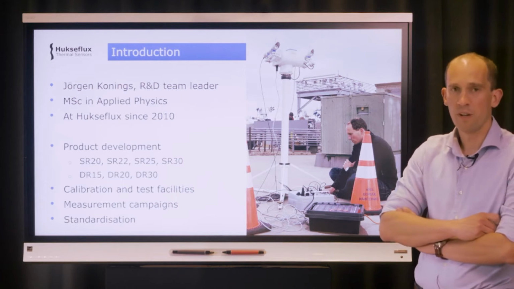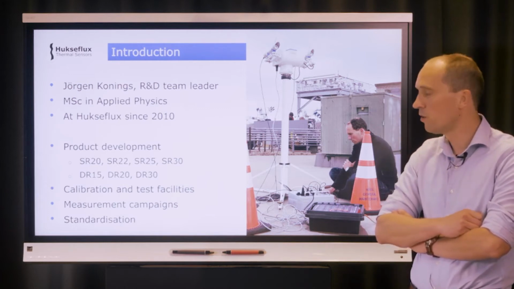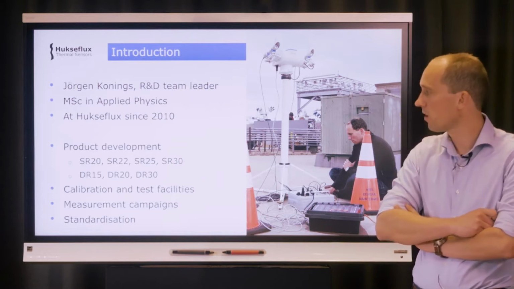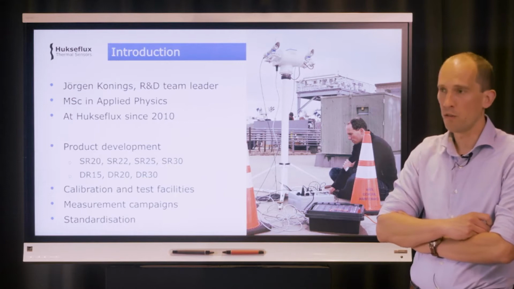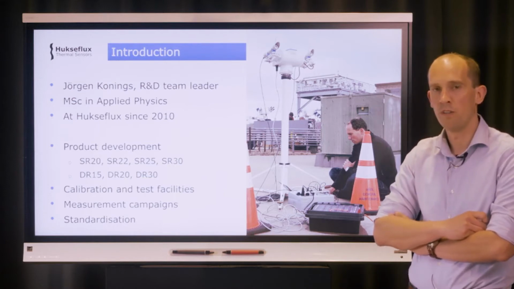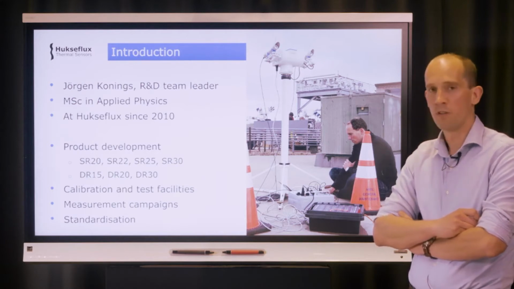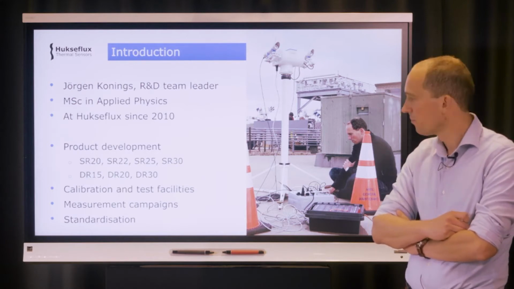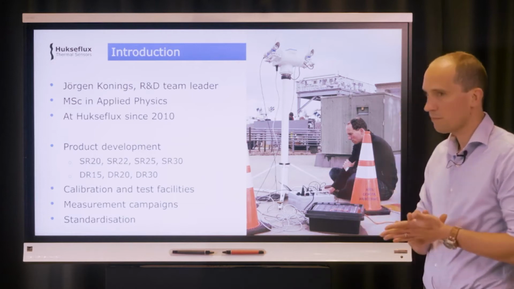In the field of solar radiation sensors, I have been involved with the development of a lot of new products which we released over the last 10 years, which is our complete range of secondary standard or Class A pyranometers: the SR20, 22, 25 and 30. I've also worked on an update of our pyrheliometer line with the models DR15, DR20, DR30.